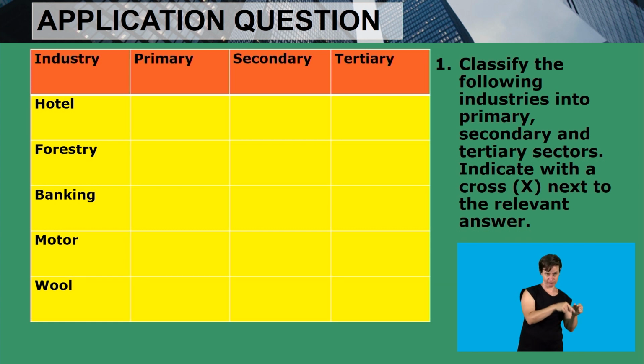We'll start with the hotel. We know a hotel offers a service rather than a product. So which of the three sectors deals with services? Okay, so it's our tertiary. So we would put a cross there under tertiary.